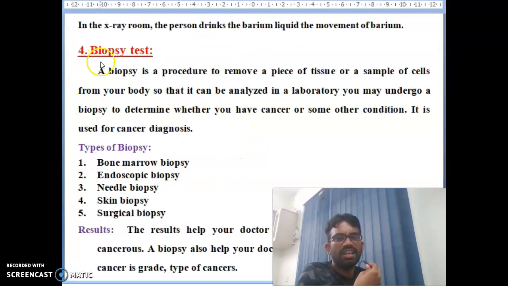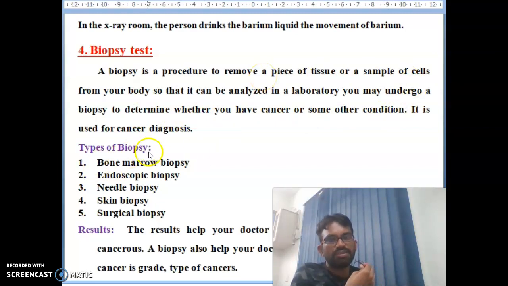Another very important test is the biopsy. The biopsy test is mostly used for cancer. The biopsy is a procedure to remove a piece of tissue or a sample of cells from your body, which they can analyze in the laboratory, to see which cells are affected, how much the cancer has affected, and what the position of your cells is.